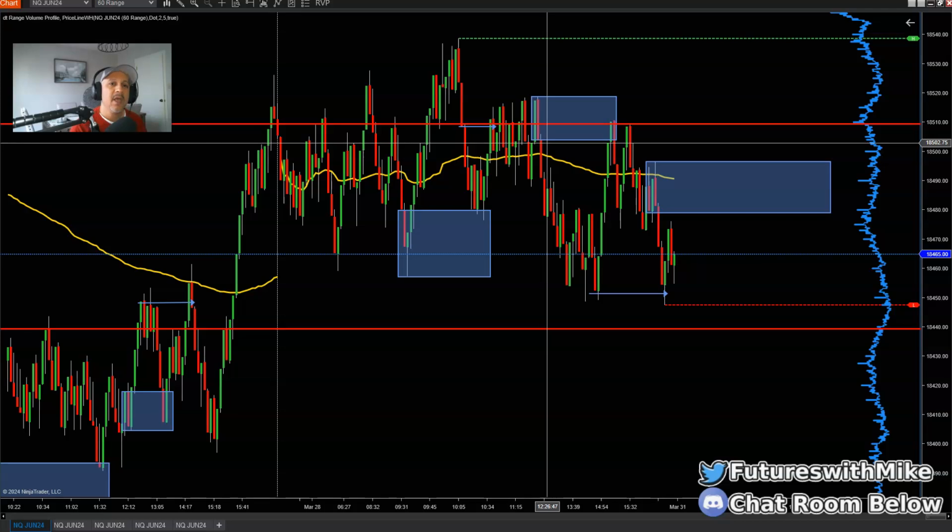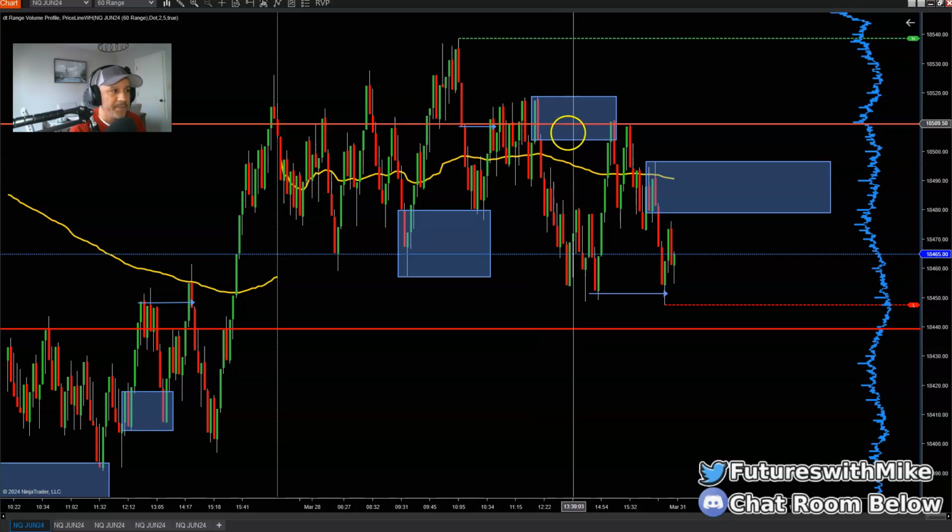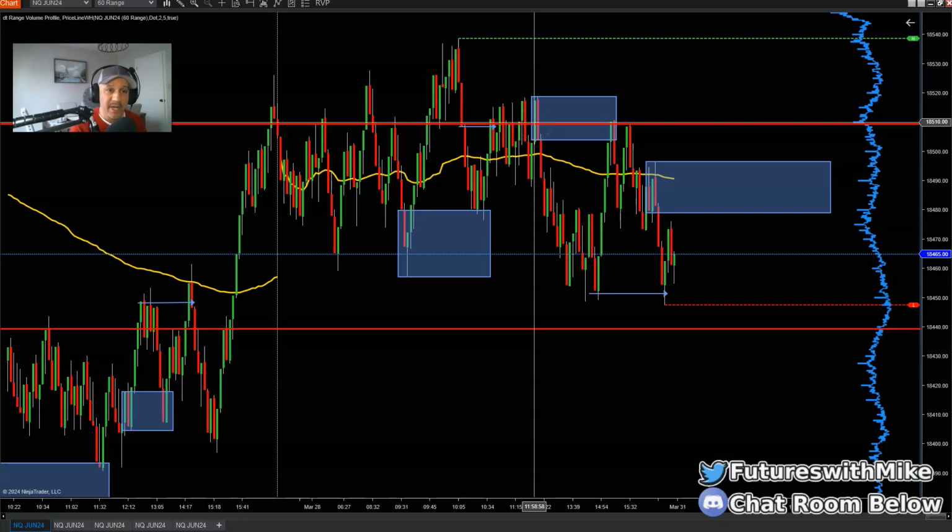In this case, that's one of the things that helps me identify whether this is low probability or high probability. In this case, this is high probability. It did not immediately come back to it. So I have a beautiful area or zone that I've marked on my chart before the market even comes back to it.